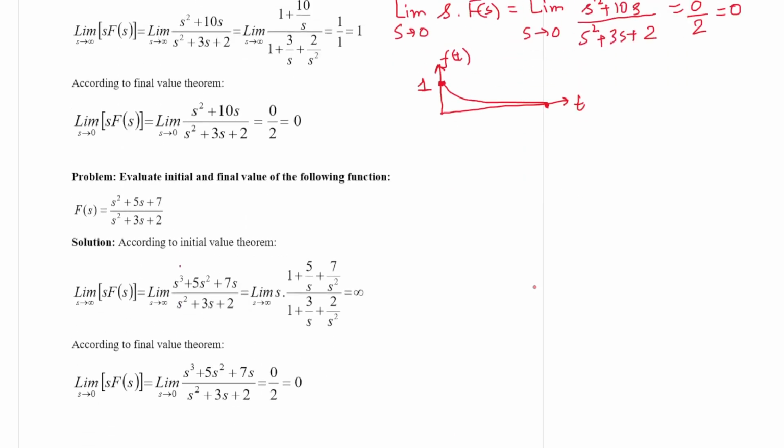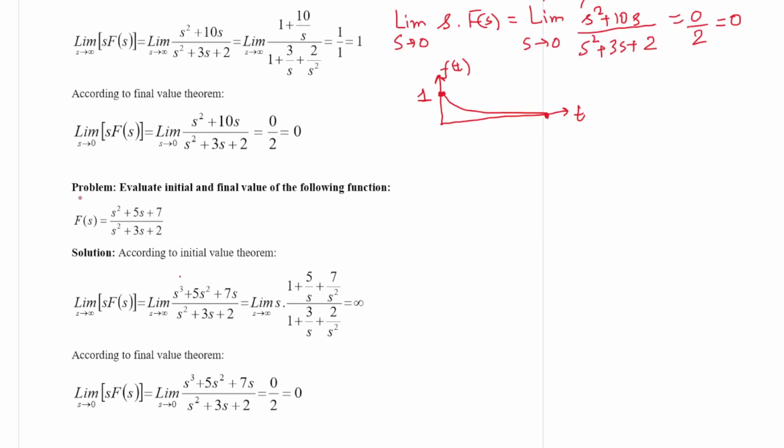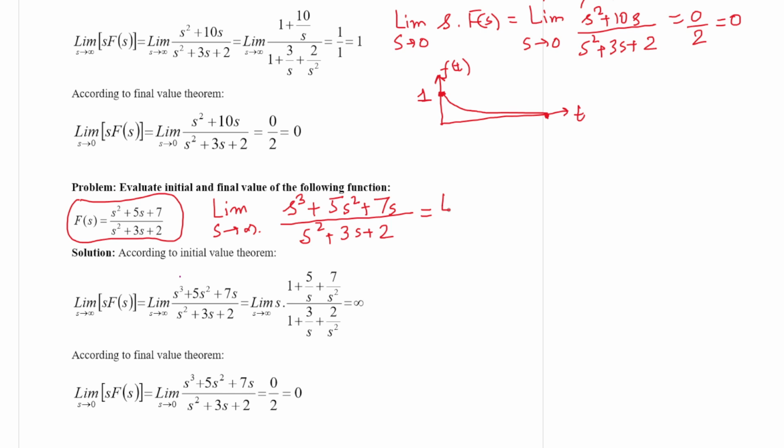Let us solve another problem on this. Let us say we have this time F(s) is equal to (s square plus 5s plus 7) divided by (s square plus 3s plus 2). Now if you evaluate the initial value theorem, your formula is limit s tends to infinity s into F(s), so the numerator becomes s cube plus 5s square plus 7s, and in the denominator we have s square plus 3s plus 2.